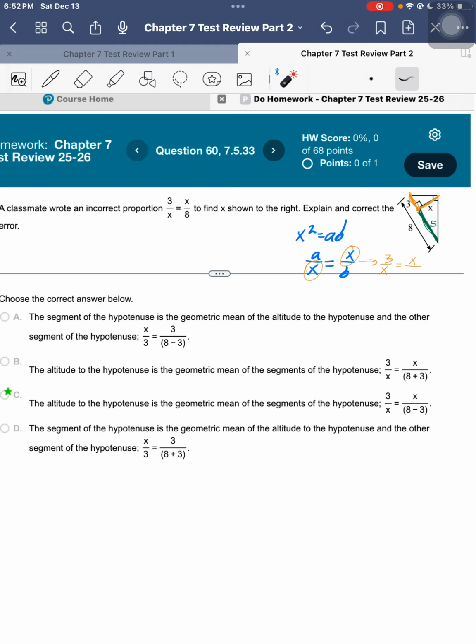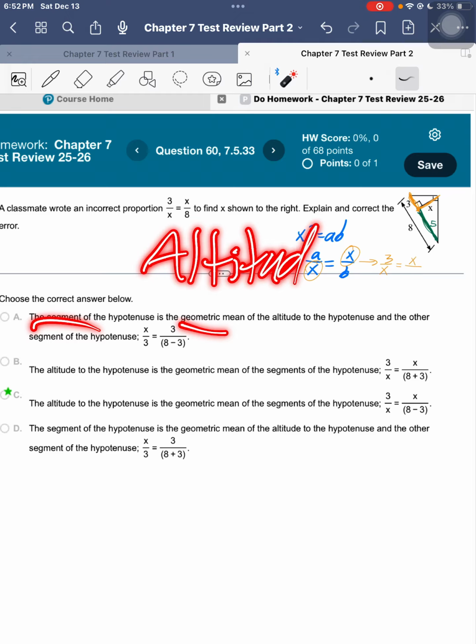This is why I repeat things over and over, even though it's very annoying. Because you've heard me say countless times, the altitude and the legs are the only things that can be the geometric mean. If you read this right off the bat, the segment of the hypotenuse is a geometric mean, you guys should be saying, what the heck? No, that's not what Mr. said. If I would have said that, Mr. would have crashed out, because that's not what I say. It's altitude or the legs.